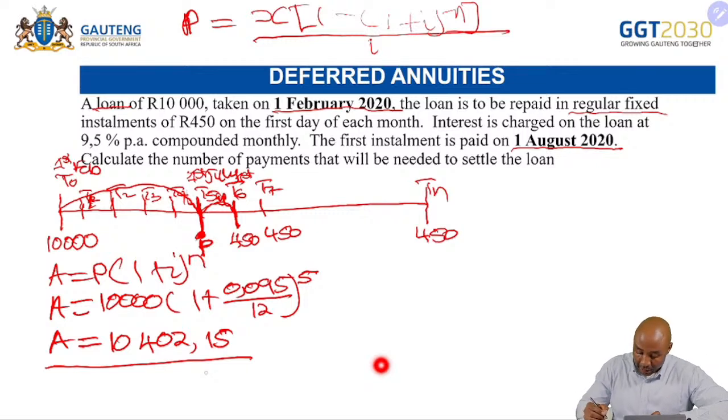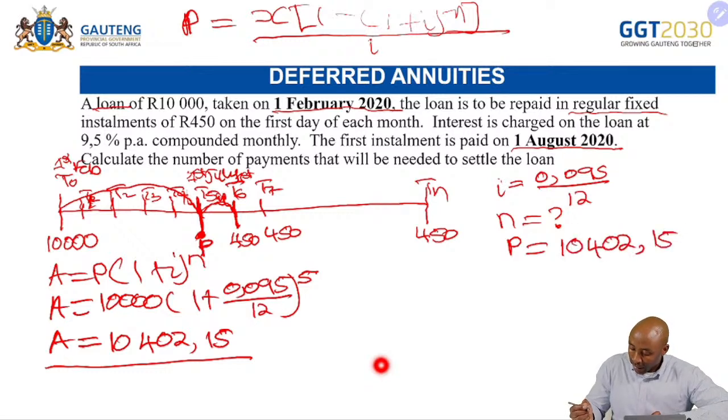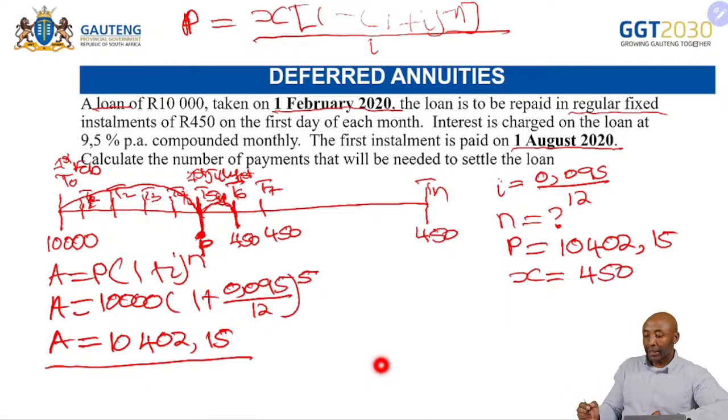So in this case, our I we have: it's 0.095 over 12. Our N, we don't know. Our present value is going to be 10,402.15. And our X is going to be 450 Rand. Now, we have to calculate N.